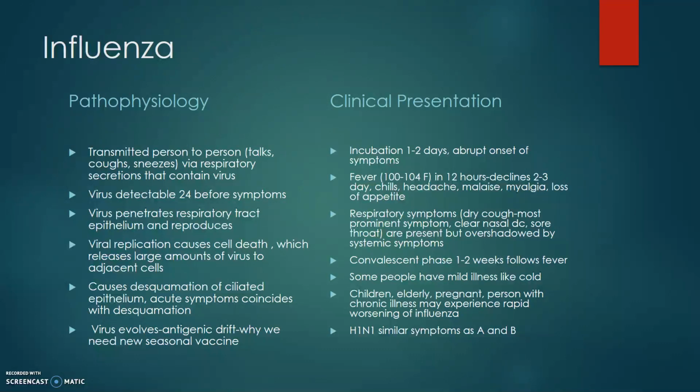One of the things interesting about influenza is that the virus evolves, and it evolves each influenza season. We actually call that antigenic drift, and that's why we need a new seasonal vaccine to be created and delivered. Clinically, the presentation for us to keep in mind as providers is incubation period is 1 to 2 days. There's typically an abrupt onset of symptoms, and they kind of hit really hard. You'll see a fever between 100 and 104 within 12 hours. That fever will decline within 2 or 3 days, but the patient will have chills, headache, malaise, myalgia, loss of appetite.